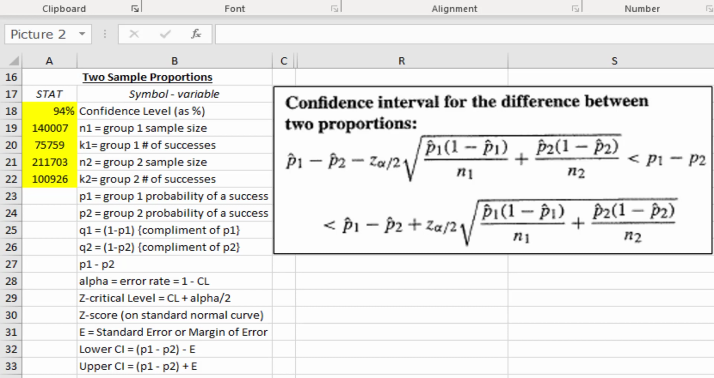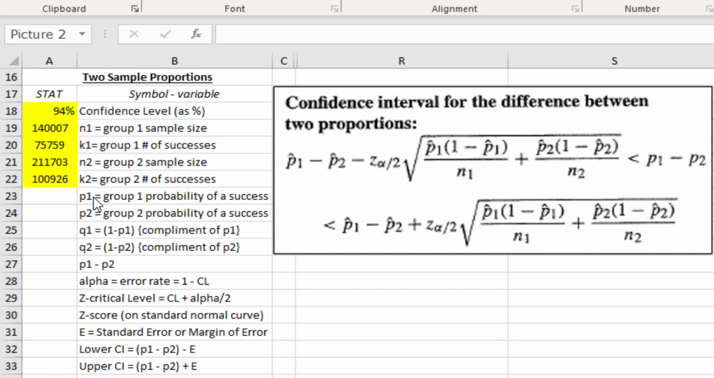Okay, as with all of our Excel calculators, the cells that are highlighted in yellow are the ones that we have to manually enter in the details from each new question we're trying to solve. The rest of these cells will auto-populate based on our new information.